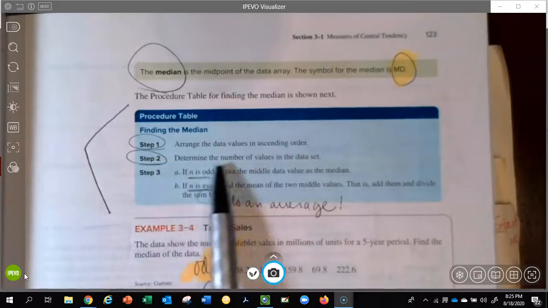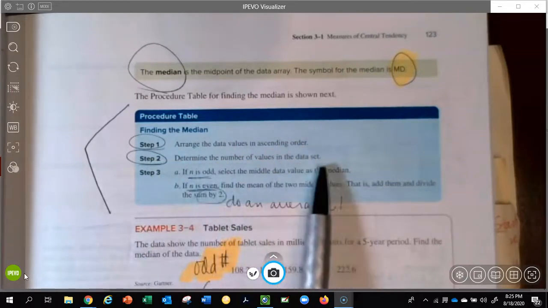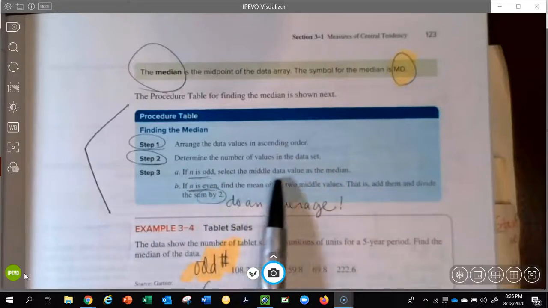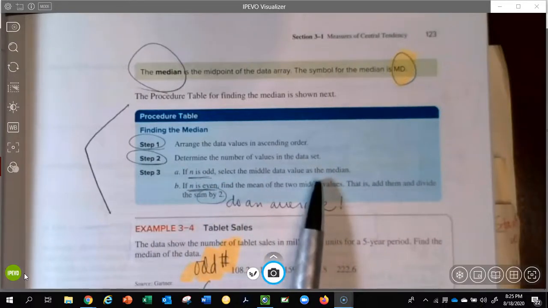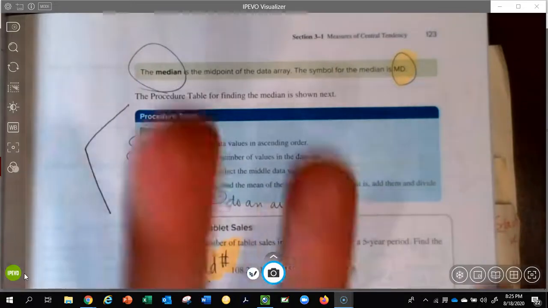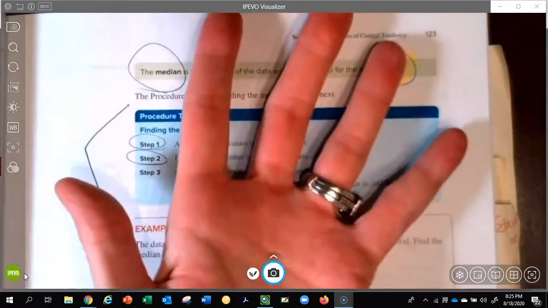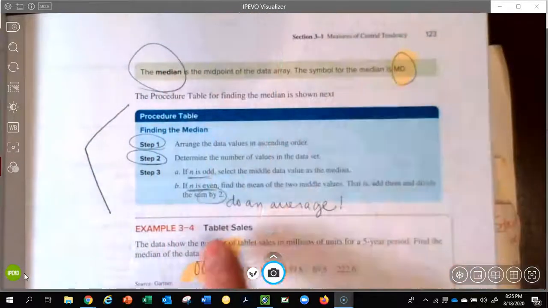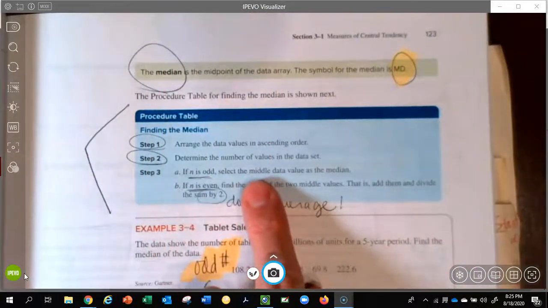Number 2, determine the number of values in the data set. Because this is really important. If you've got an odd amount, it is what it is. There will be a middle one. If it's even, that's when you've got to do the average. So here are my hands, or my fingers, if you can see them all. Looking at my 5 fingers, this first one says if it's odd, then we have a median.